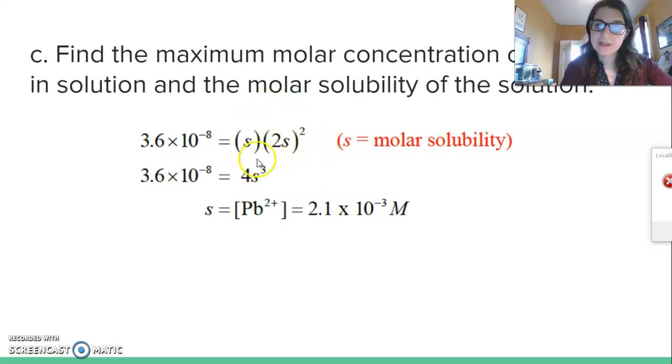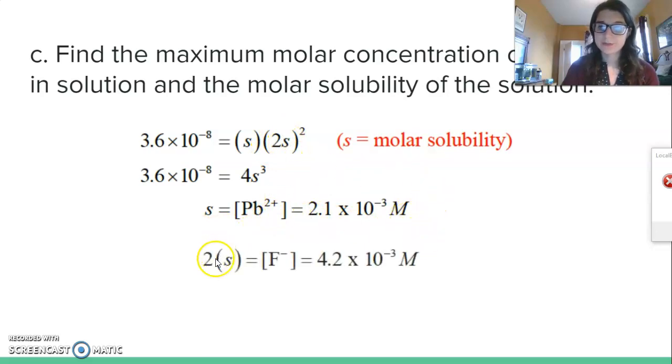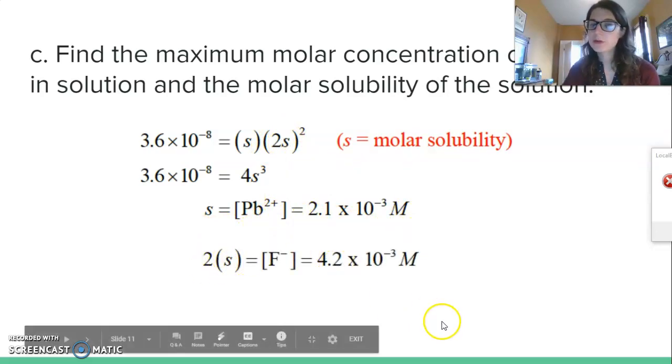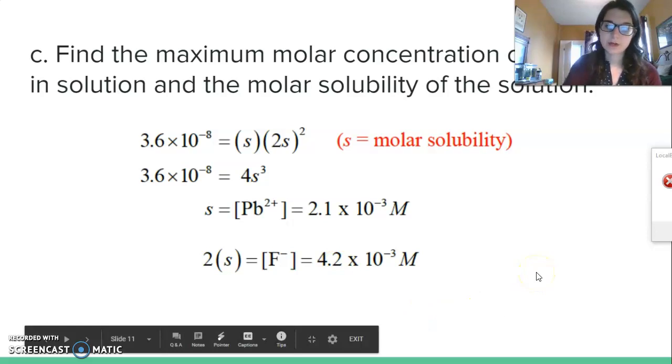When we multiply these together, we get 4S cubed equals 3.6 times 10 to the negative 8. Then we can solve for S, which will be equal to the concentration of Pb2+, and we get 2.1 times 10 to the negative 3rd molar, which is moles per liter. To solve for the concentration of F- ions, all we have to do is multiply this value by 2. So it'd be 2S, which equals 4.2 times 10 to the negative 3rd molar.